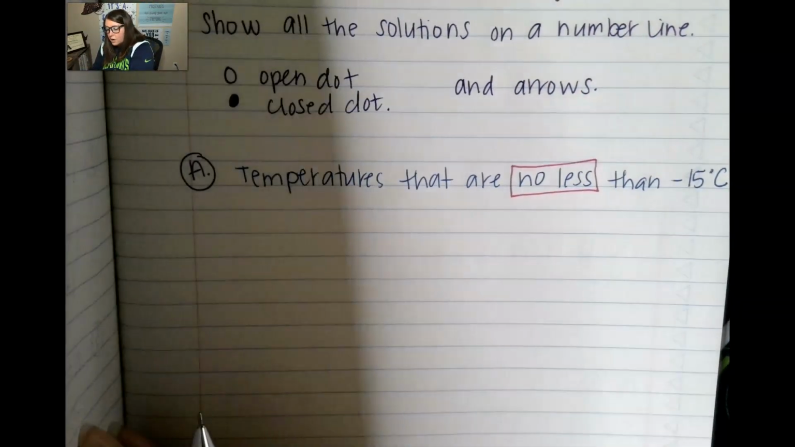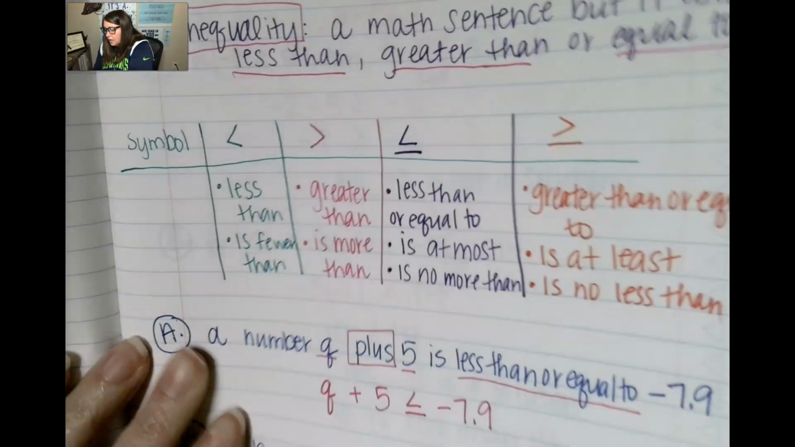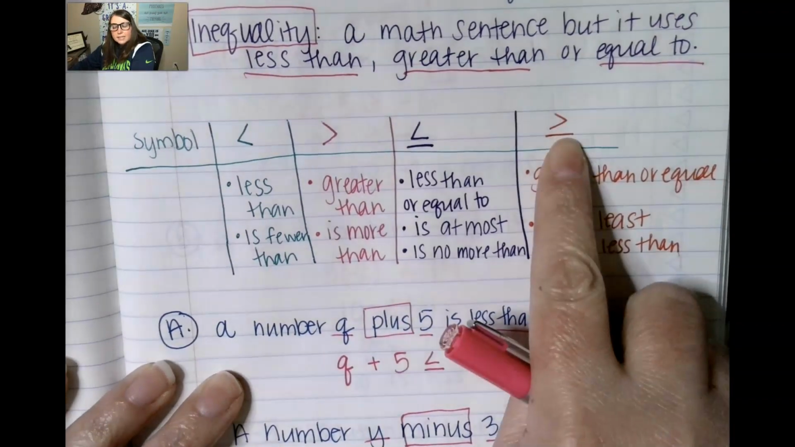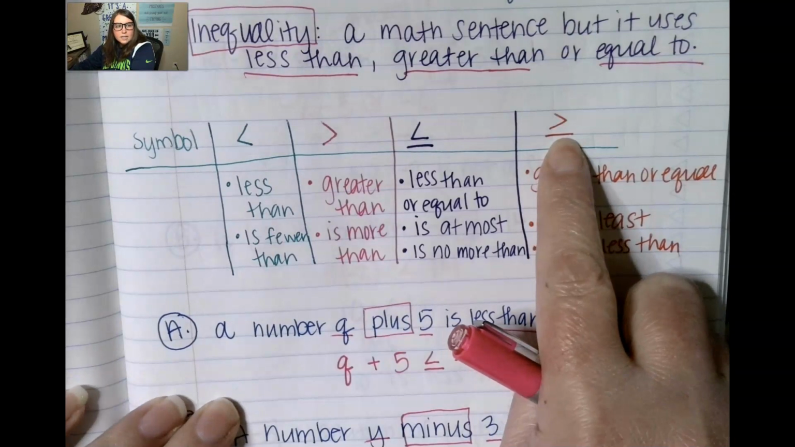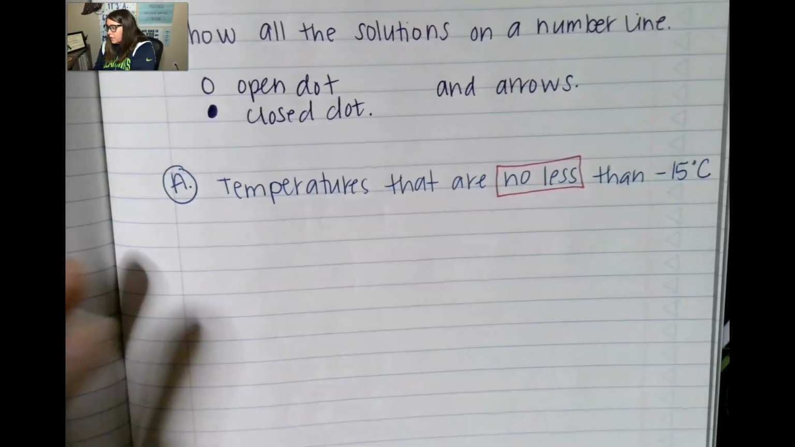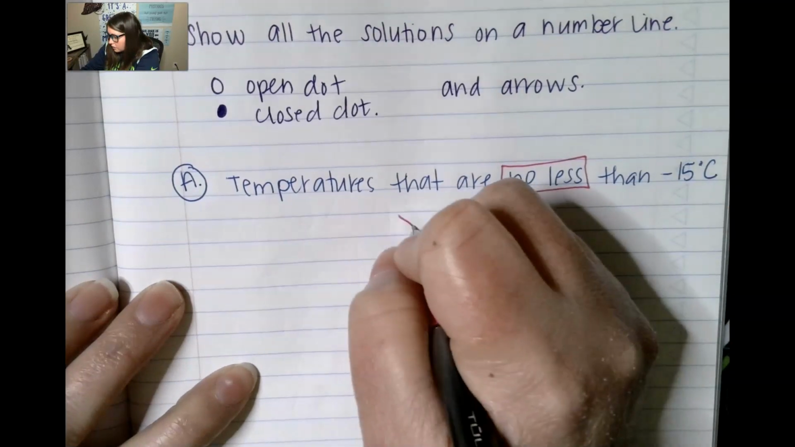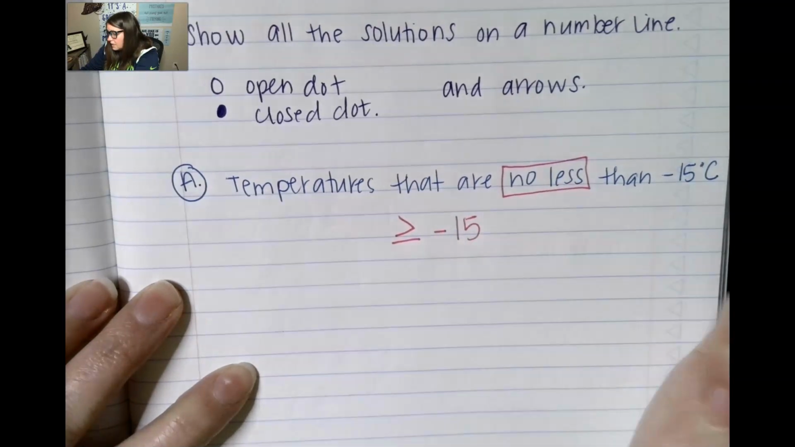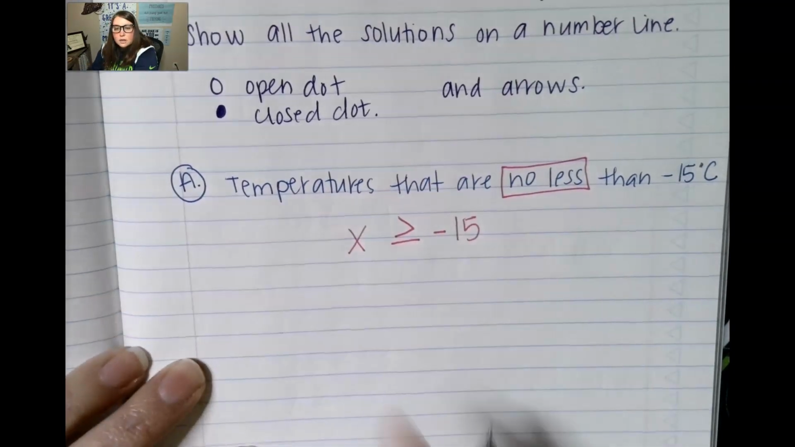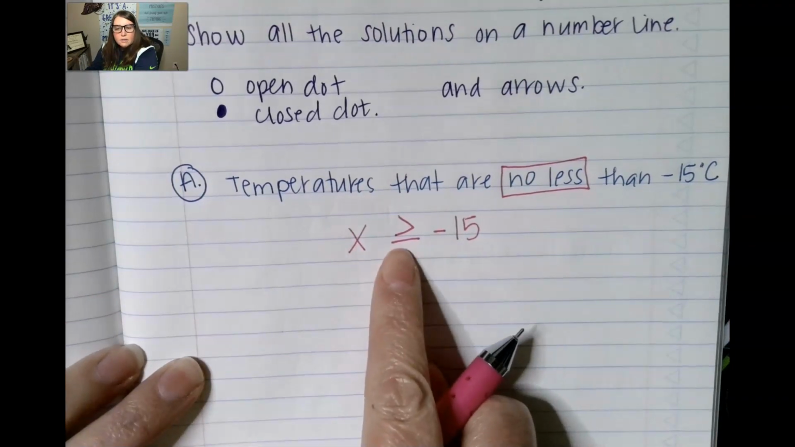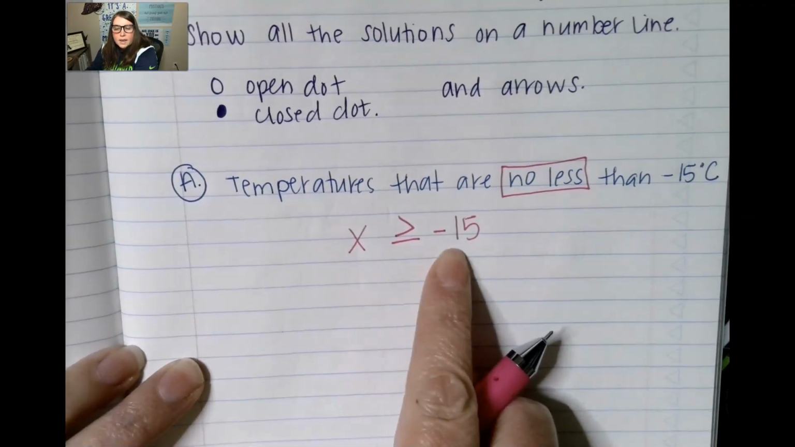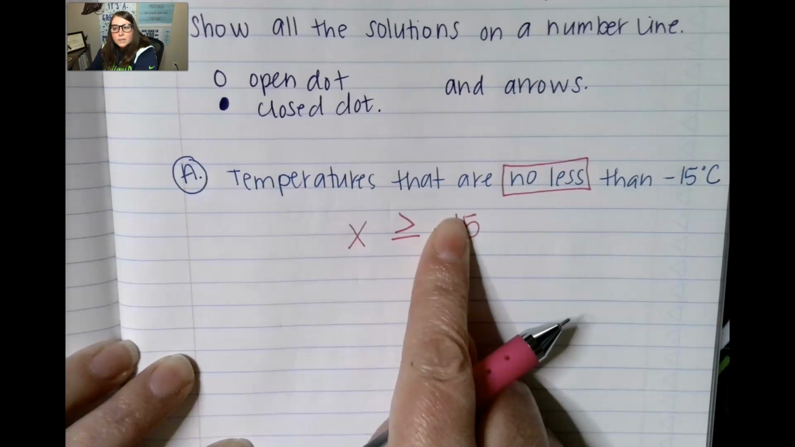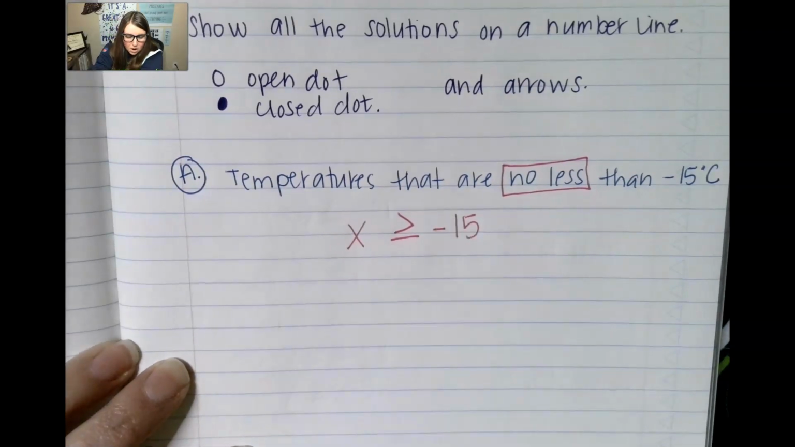If we look back in our notes and find the phrase no less than, we can see that we're using a greater than or equal sign. So we're looking for temperatures that are greater than or equal to -15 degrees Celsius. We're going to take this and show that on a graph.